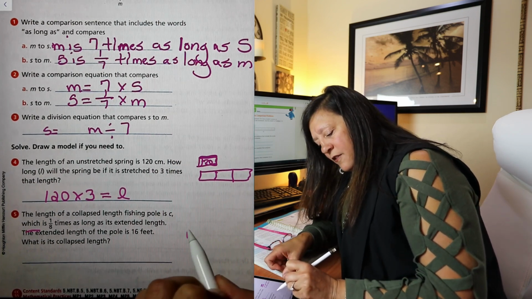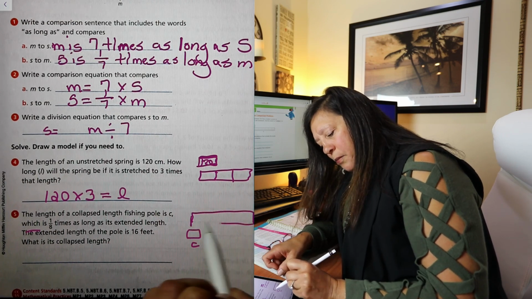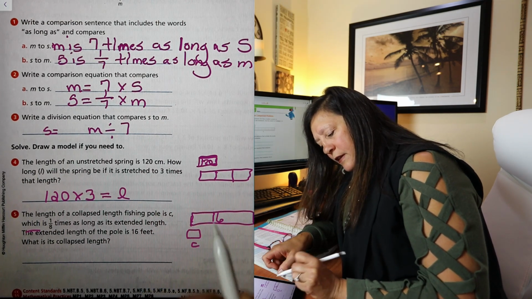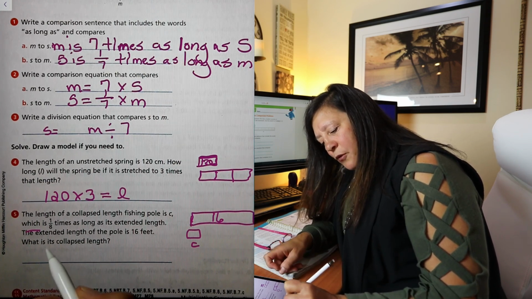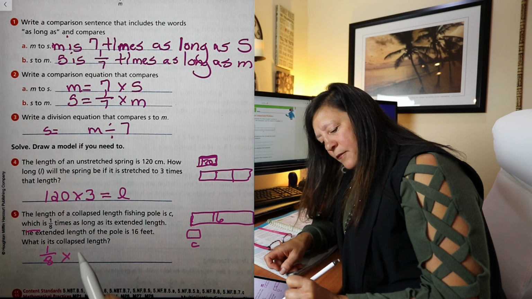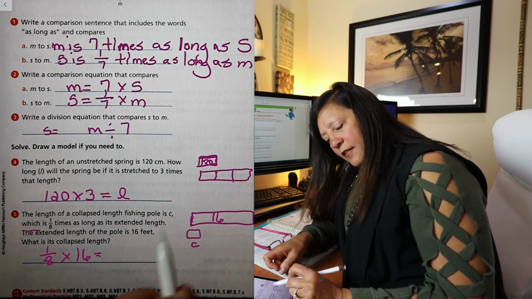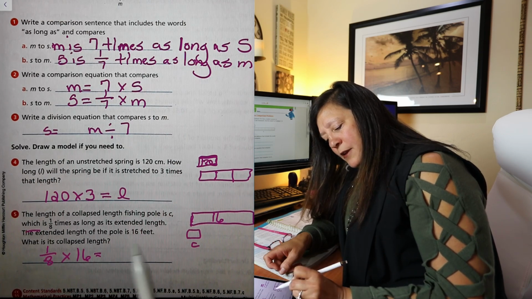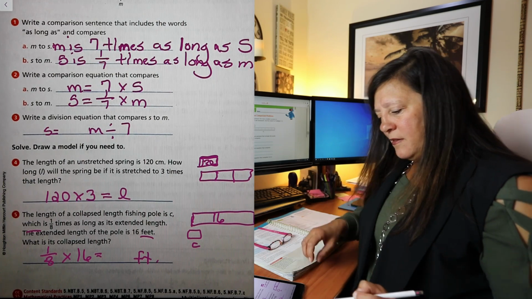Okay, so this is C, right? And we know that the full pole is 16. Right? So it's telling us that the collapsed pole is 1/8 times the fully extended pole. So what is the length? And of course your label is going to be in feet. You're taking 1/8 times 16.